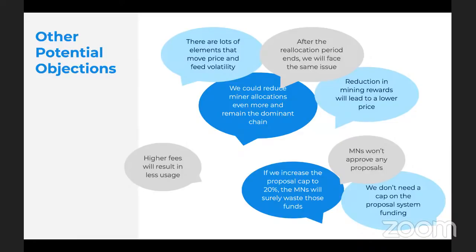The next is we could reduce miner allocations even more and remain the dominant chain. That is also true. We could do a larger reallocation. So why not do it? I think there's a couple potential answers to that. One is that flattening the curve becomes increasingly expensive. As you try to smush that curve down even further out into the future, it takes more and more of a reallocation in order to accomplish that. That's kind of issue number one. And so kind of the cost benefit starts to change as you do a larger and larger reallocation.